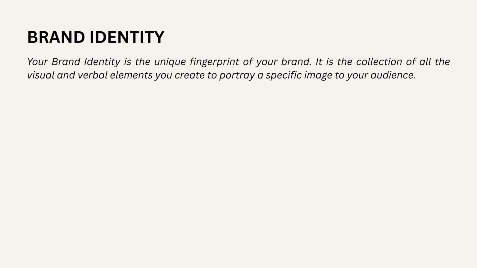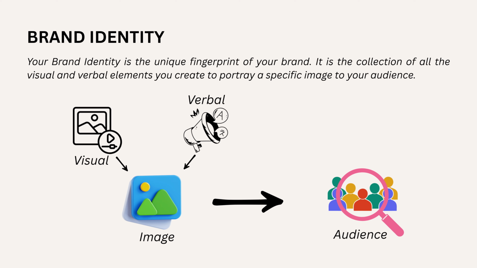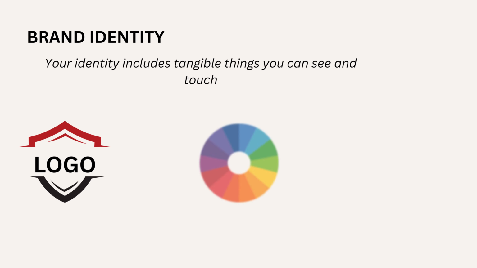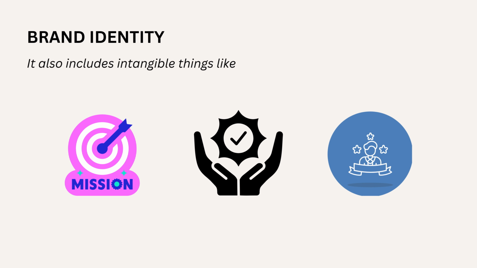Your brand identity is the unique fingerprint of your brand. It is the collection of all the visual and verbal elements you create to portray a specific image to your audience. Its nature is stable, consistent, and meticulously controlled by you, the company. It's the anchor that keeps your brand steady in the minds of consumers. This control is exercised through a document we'll build later in this course: your brand guidelines. Your identity includes tangible things you can see and touch, like your logo, your color palette, and your typography. But it also includes intangible things, like your company's mission, your core values, and your brand's personality. It is everything you deliberately put out into the world.